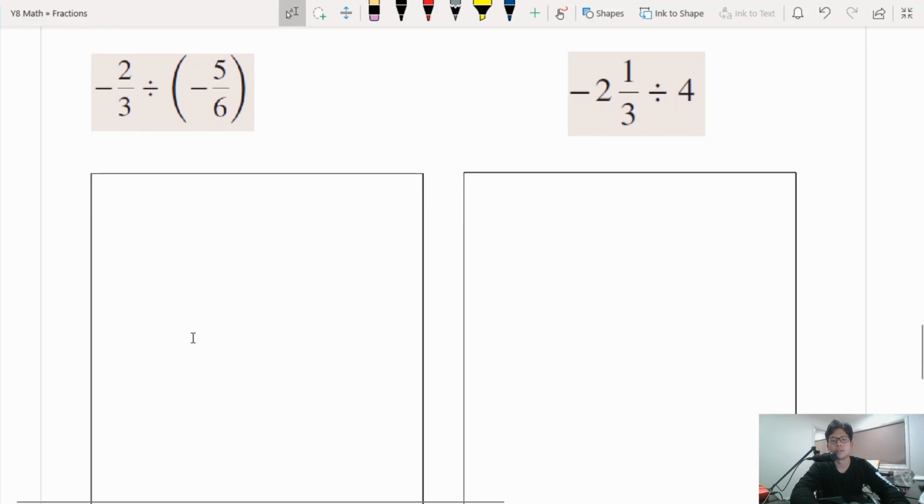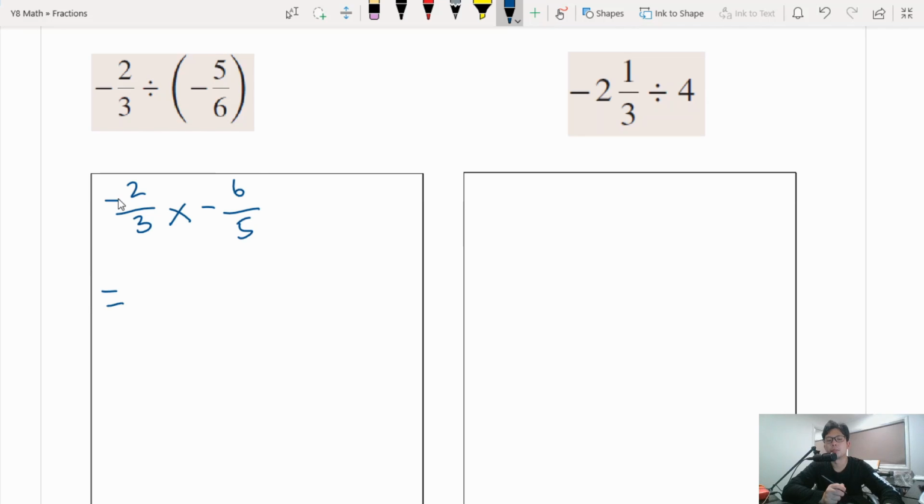Alright, so for this first question on the left, once again we have two negatives, so that will give us a positive answer. So let's start by writing this down again. Negative 2 over 3, remember, change the division to a multiplication and find the reciprocal or flip that second number, so that becomes negative 6 over 5.